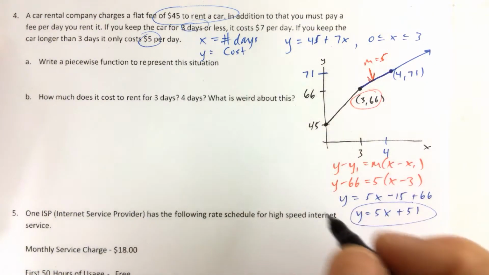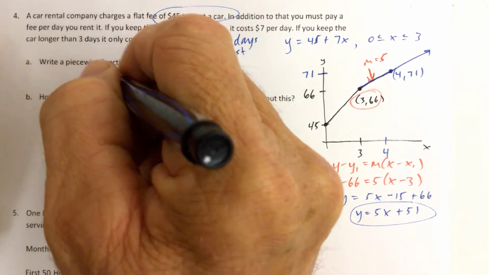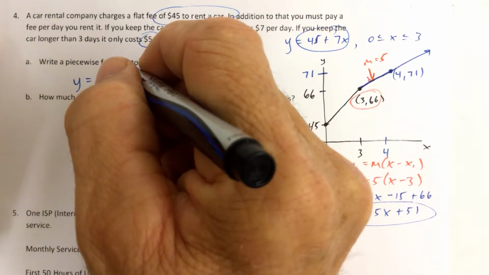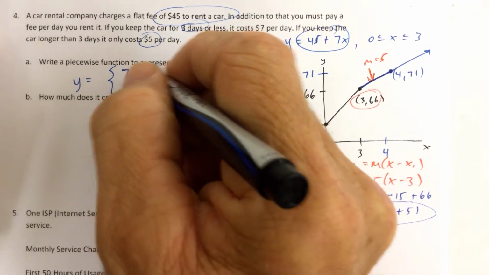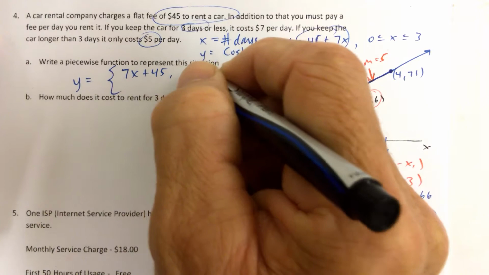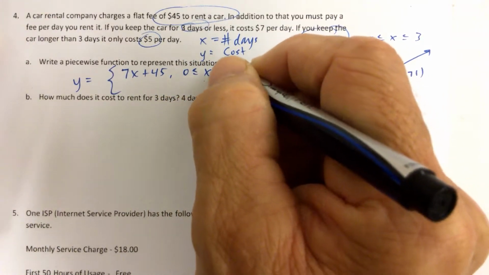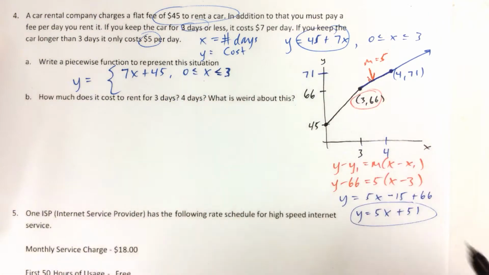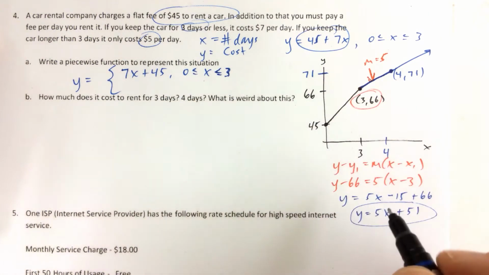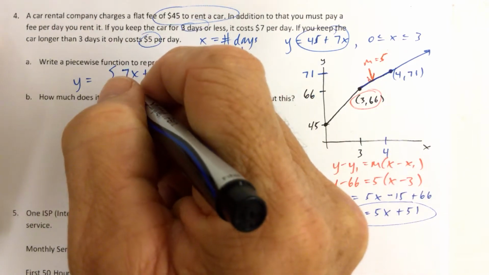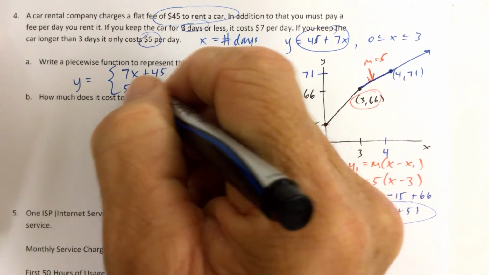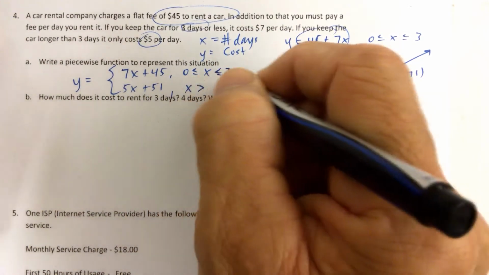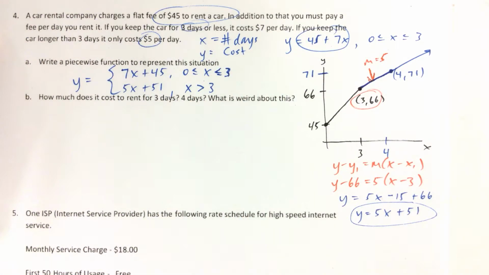And then when we put them all together, we get y equals... the equation of the first piece is 45 plus 7x. Let's write it as 7x plus 45. That's when you rent the car for at most 3 days. You can't rent the car for less than 0 days, so we let 0 be the first member of the domain restriction there. And then we have this other piece, which would have the equation 5x plus 51, and that's when x is greater than 3 days.